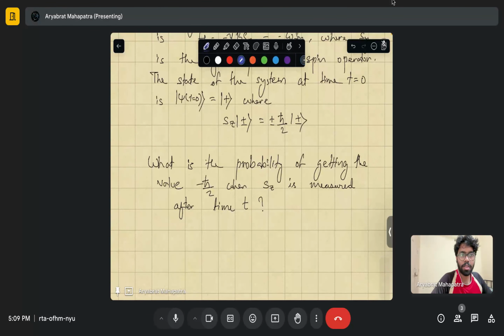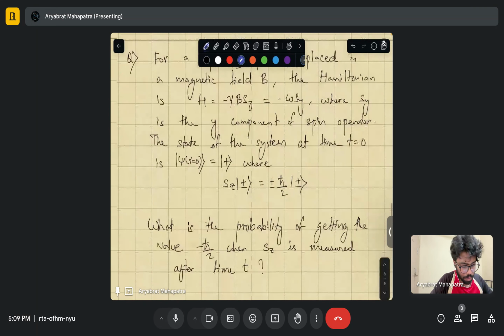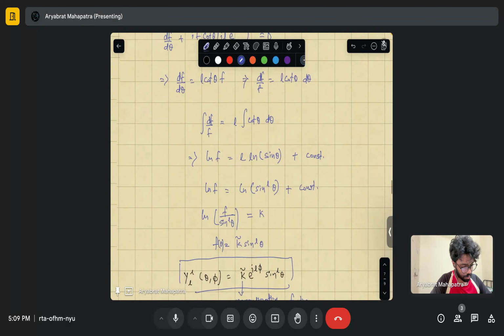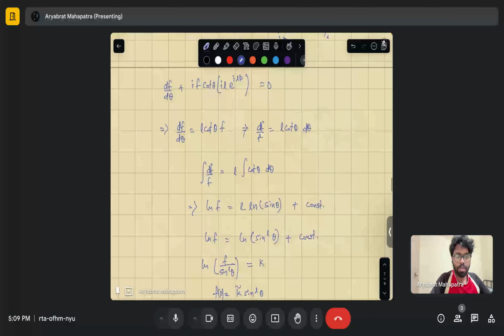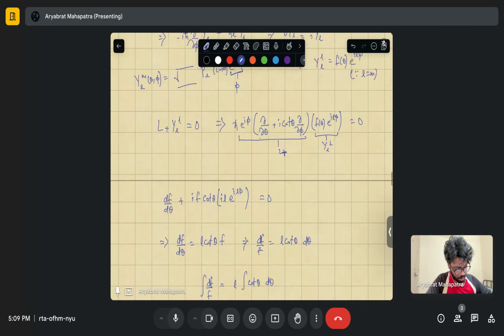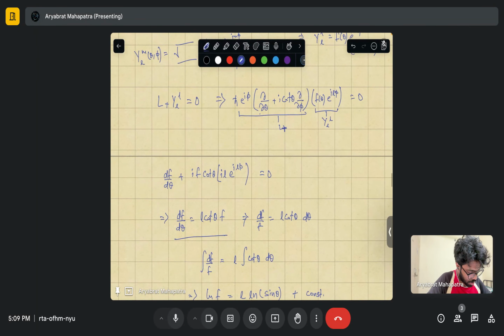So in the calculation, when we are writing the theta equation, df divided by d theta is equal to L cot theta f. Where does that e to the power i L phi go? In the previous line, there was one e to the power i L phi.